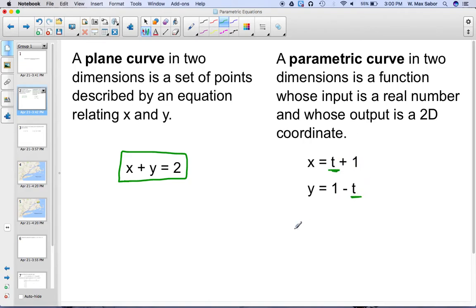A parametric curve in 2 dimensions is a function whose input is a real number and whose output is a 2-dimensional coordinate. So you can think of this as taking in t as an input, and outputting t plus 1 comma 1 minus t as the output. It's kind of weird for our function to take in one value and put out two, but that's what a parametric curve is really doing. It's taking in an input and outputting a coordinate. It's possible to have one-dimensional parametric curves, but we're going to be mostly focusing on two-dimensional parametric curves.